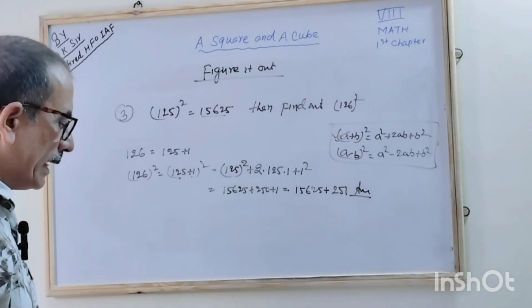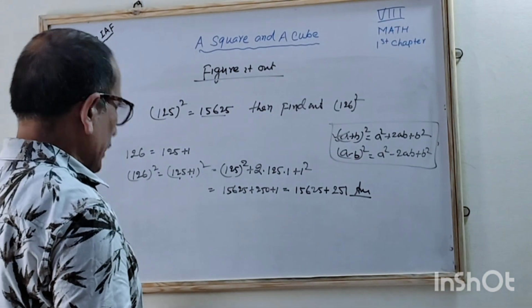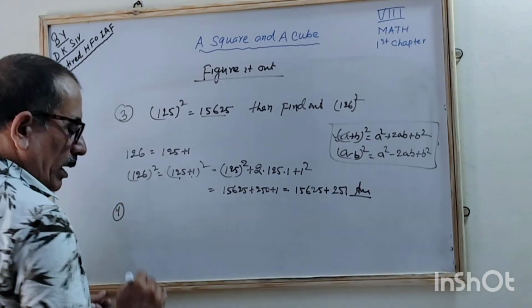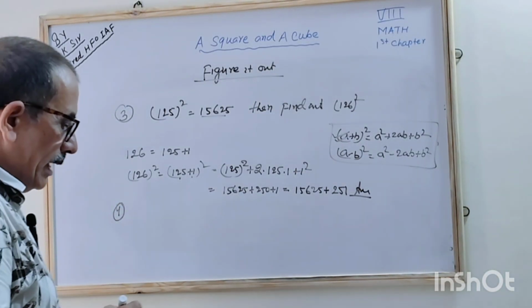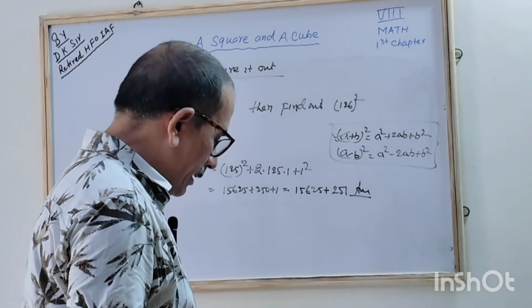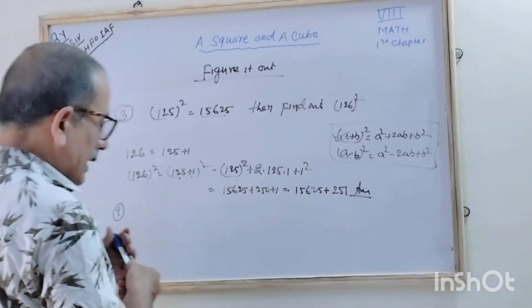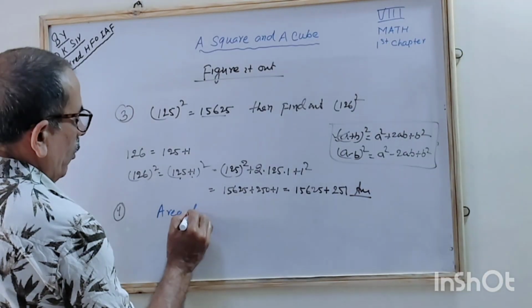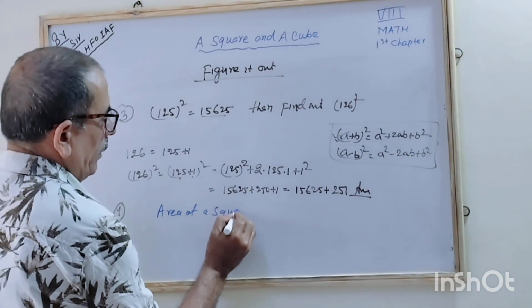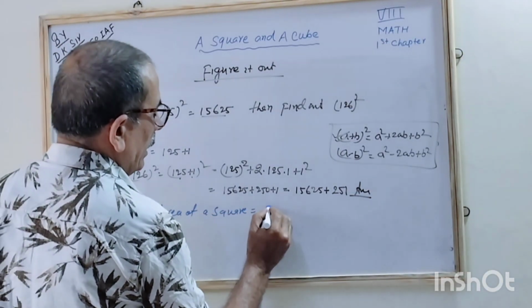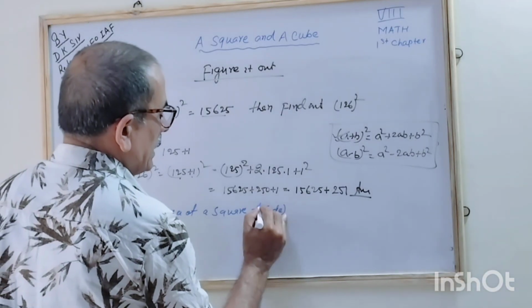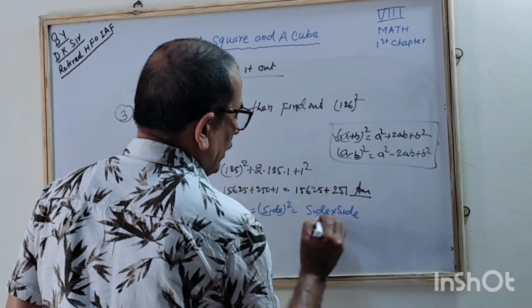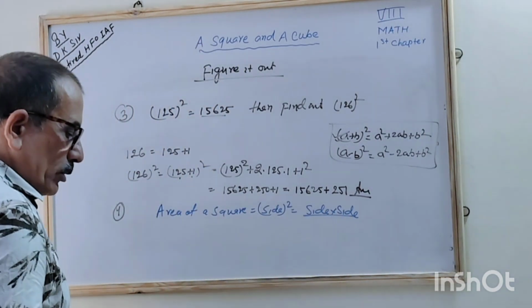Next, question number 4. What do they say? They say the area of the square. Correct? The area of the square, you know it. What is the area of a square? Do you know the formula? Area of a square is equal to side square, we can write side into side. Correct? This is the way we can write it.